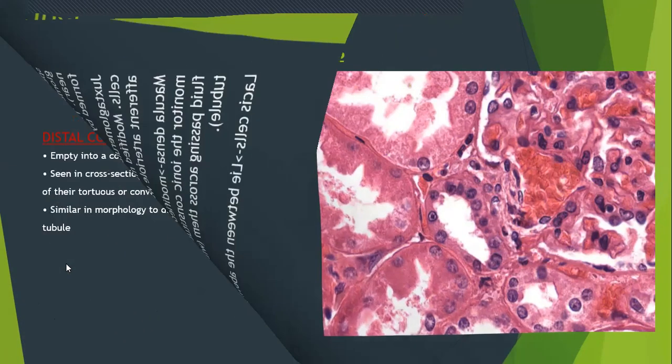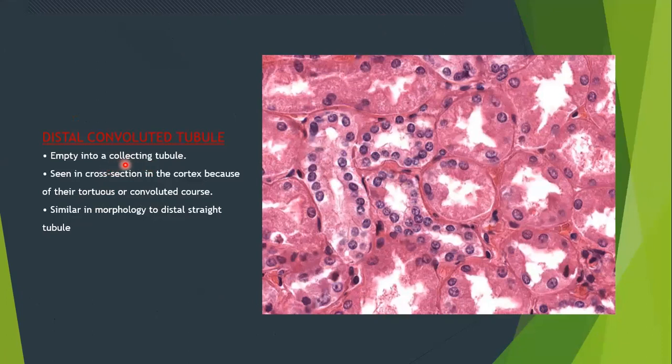So let's continue. Now, the distal convoluted tubule, which usually empties into the collecting tubule, is usually seen in cross section in the cortex due to its tortuous course. It's similar in morphology to the distal straight tubule. You'll find some texts saying that they are fewer than the proximal convoluted tubule, which is true. Some texts suggest that the ratio of proximal convoluted tubule to distal convoluted tubule is 7:1. So the distal convoluted tubules are fewer. Here and here they are less staining.